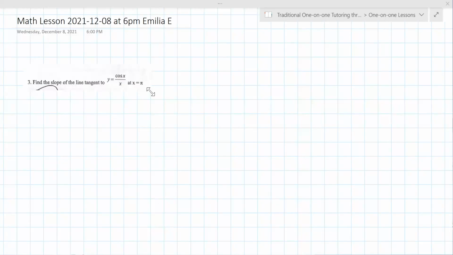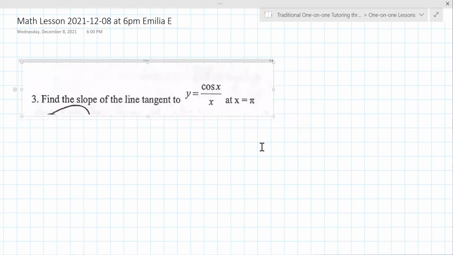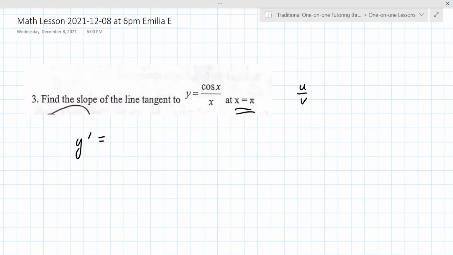All right, so this one says to find the slope of the line tangent to y equals cosine of x over x at x equals pi. Okay, so this is a product rule. This is a u over v. So why don't you take an attempt here at getting the derivative for us?